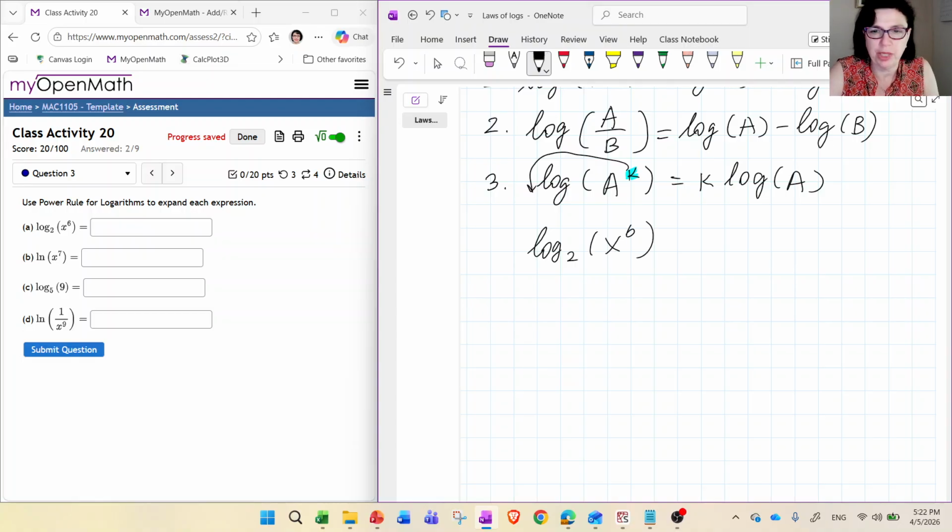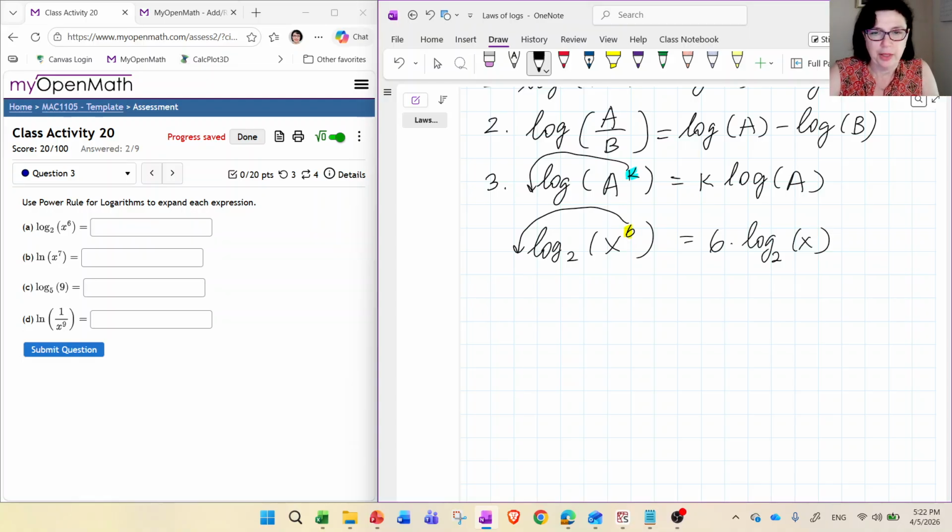So we are using the power property of logs, and what you can do is take the power and bring it down to the front of the log. And this is really multiplied. So it's going to be 6 multiplied by the log with base 2 of x. And usually we don't write the multiplication, we could just write it as 6 log of x.